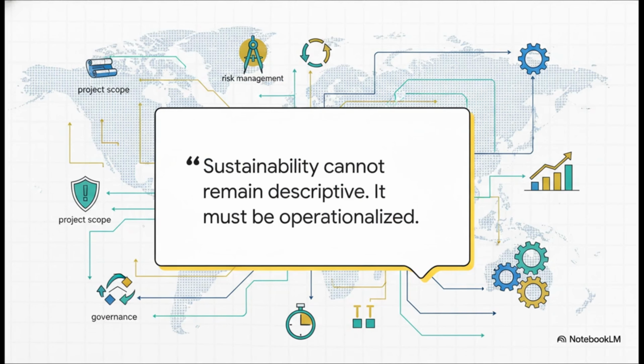There is a line from the source material that really hits the nail on the head. Sustainability cannot remain descriptive. It must be operationalized. Think about that for a second. Spotting the impacts is great, but it's just not enough. We have to operationalize sustainability. It literally has to be baked right into your project scope, your risk management, and your governance.